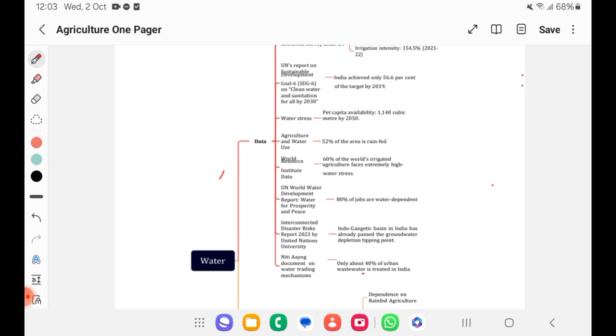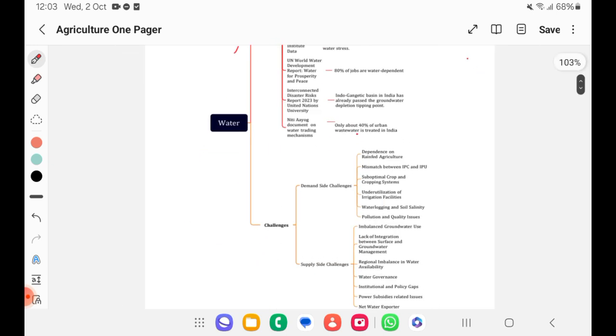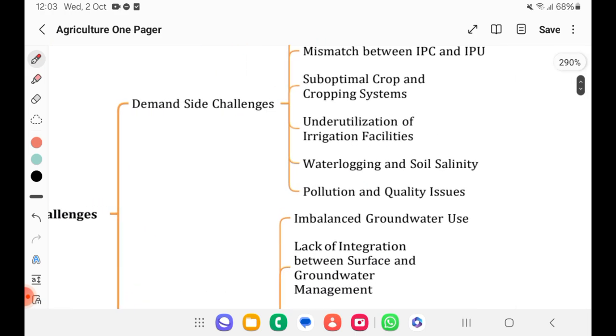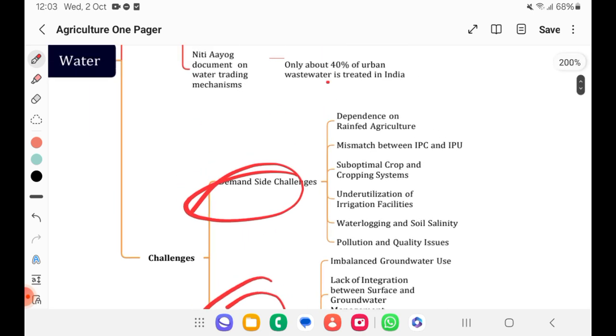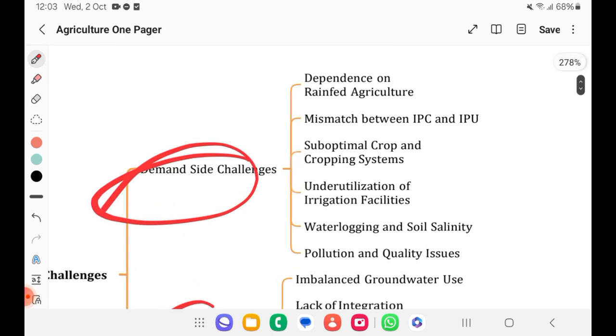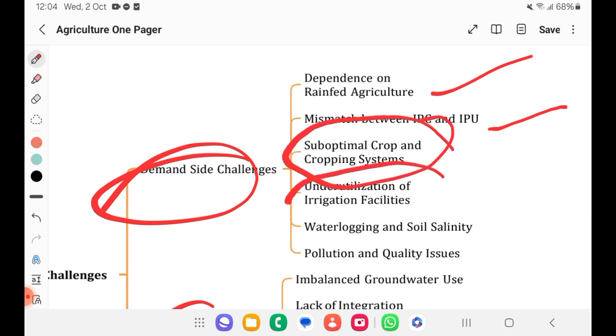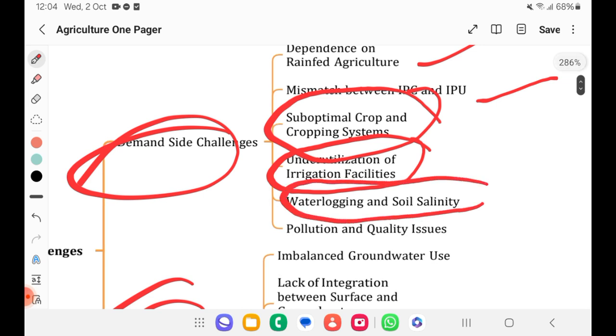Okay. So what are the challenges? There are two types of challenges: demand side challenges and supply side challenges. On the demand side, you see dependence on rain-fed agriculture. We want irrigation, but we depend on rain-fed. Mismatch between IPC and IPU. Then suboptimal crop and cropping systems. Urbanization of irrigation facilities. Waterlogging, soil salinity, pollution and quality issues.